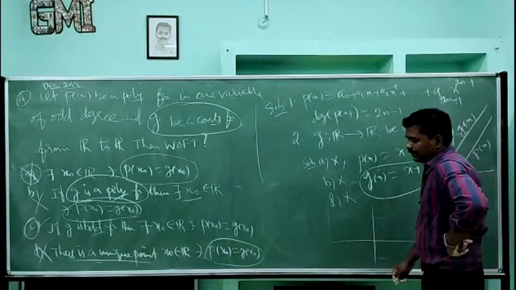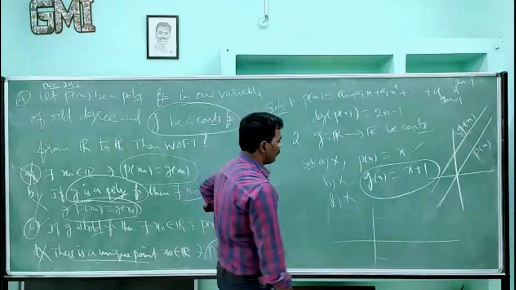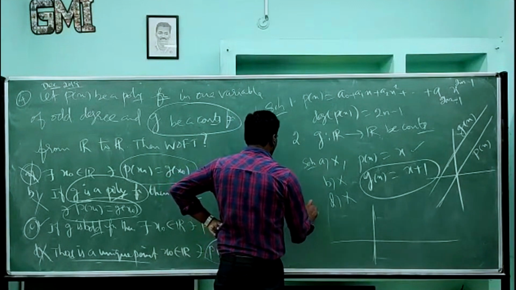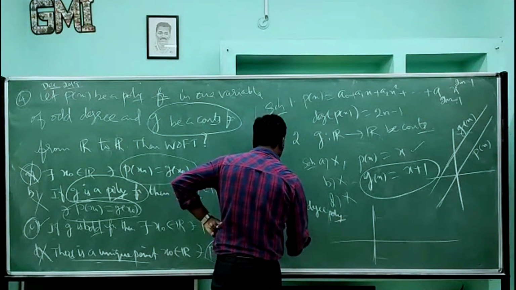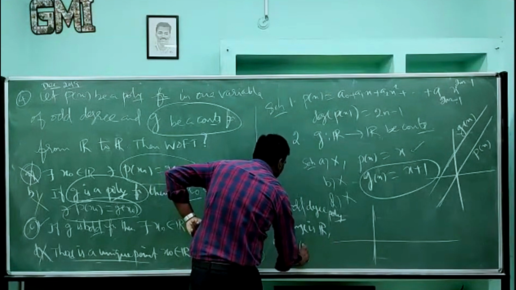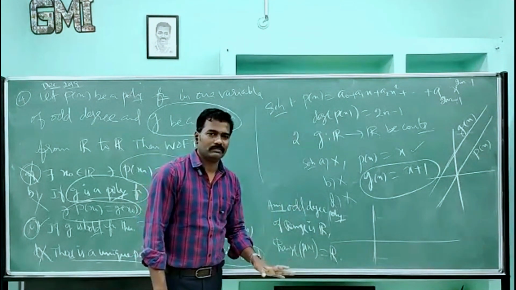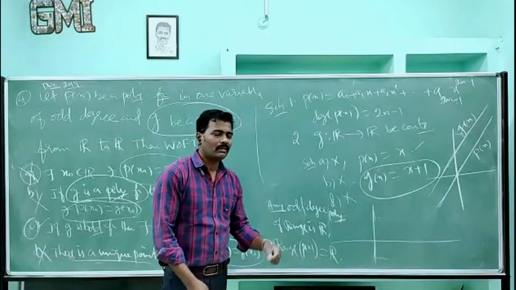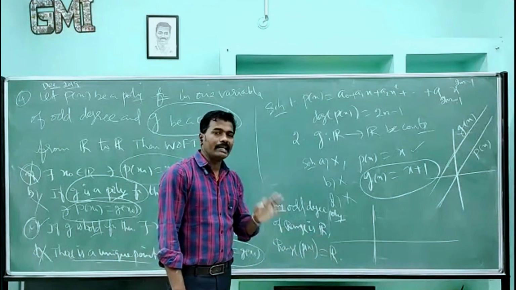So just take a result: any odd degree polynomial has range R, that is, the range of P(x) equals R, which means an odd degree polynomial is always an onto function. How to prove? It will take time to prove, but you can take it as a result. Any odd degree polynomial has range set R, which means all odd degree polynomials are onto functions.